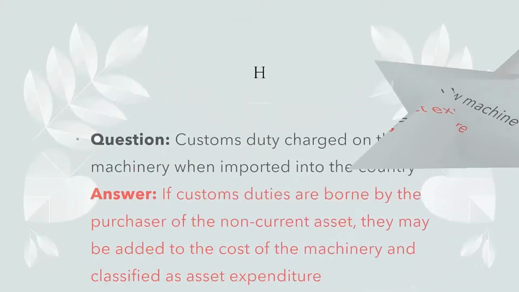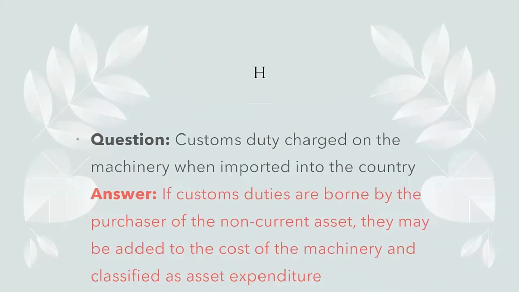H. Customs duty charged on the machinery when imported into the country. Answer. Asset expenditure. Explanation. Why? Customs duty paid when importing machinery is considered part of the total cost of acquiring the asset. This is because the duty is a necessary cost to bring the machinery into the business's use. These costs are added to the value of the machinery on the balance sheet as they are directly linked to acquiring the non-current asset.